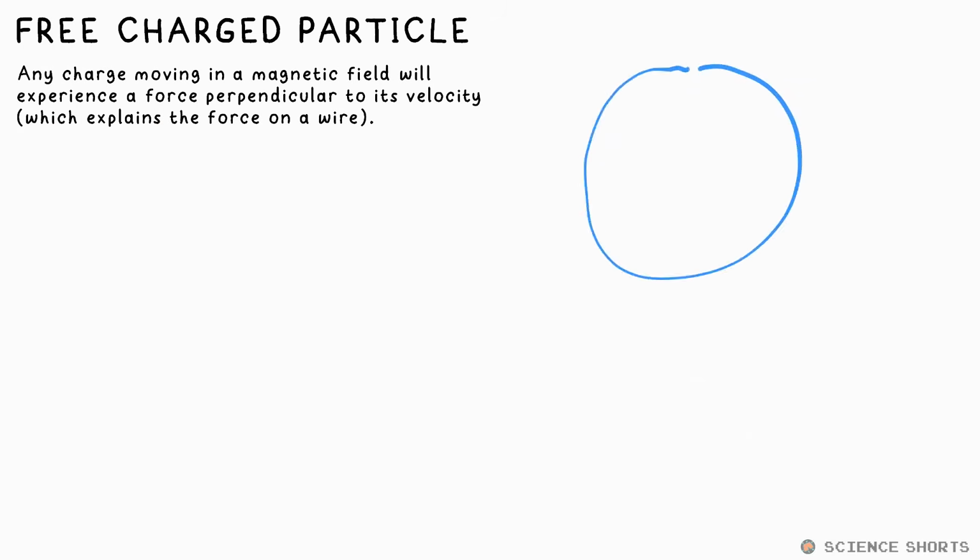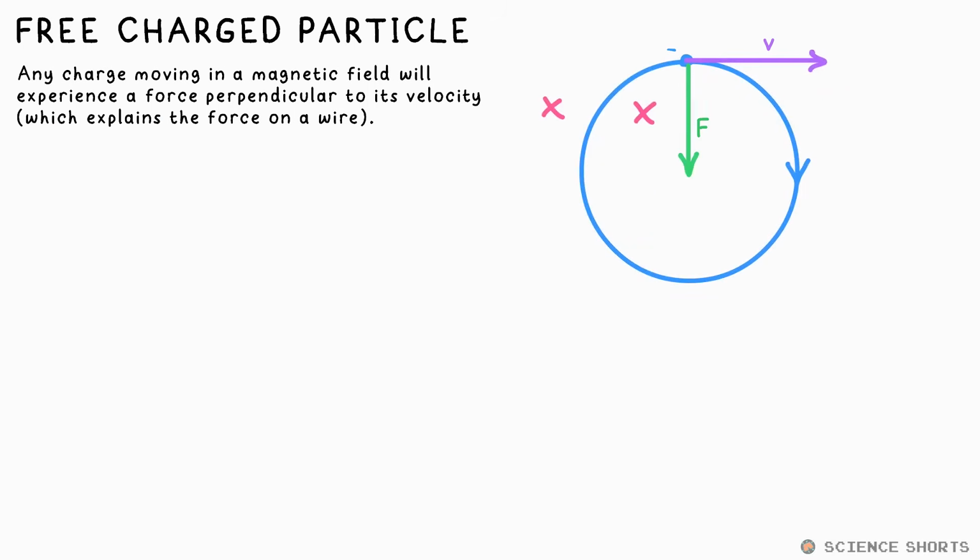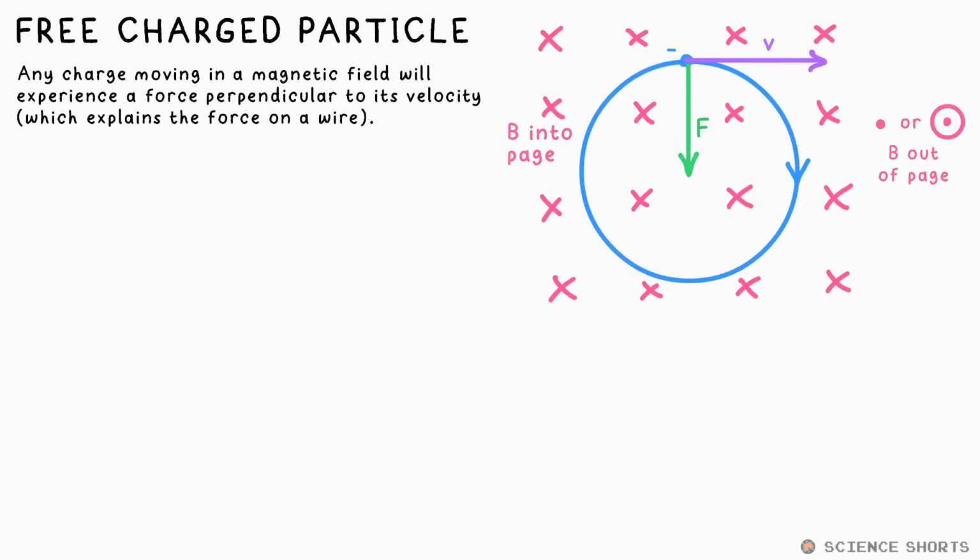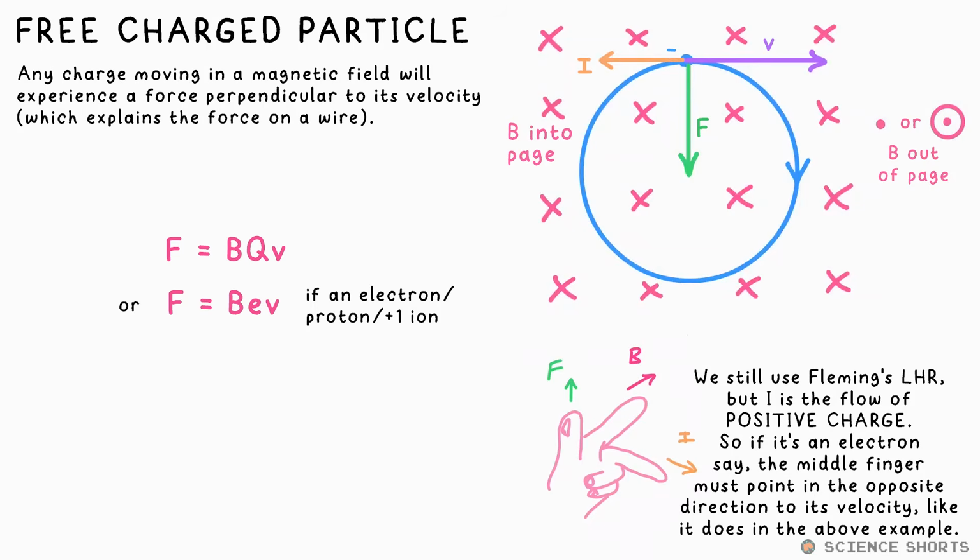If a free charged particle finds itself travelling perpendicular to a magnetic field, it will experience a force equal to BQV. For an electron or proton, we can say thus F equals BeV. We still use Fleming's left-hand rule, with the current finger now being used for velocity. However, as it's used for conventional current in circuits, which is technically the flow of positive charge, we must flip our hand if it's a negative charge like an electron. So our middle finger is pointing in the opposite direction to its velocity. If it's a proton or positive ion though, it's all good.